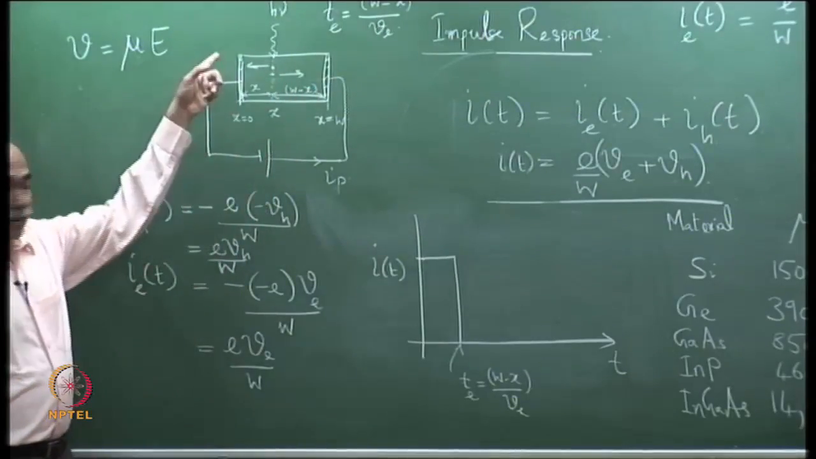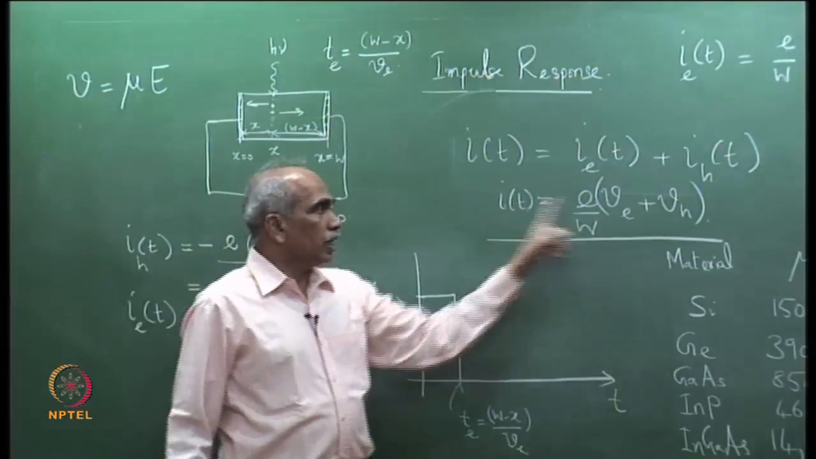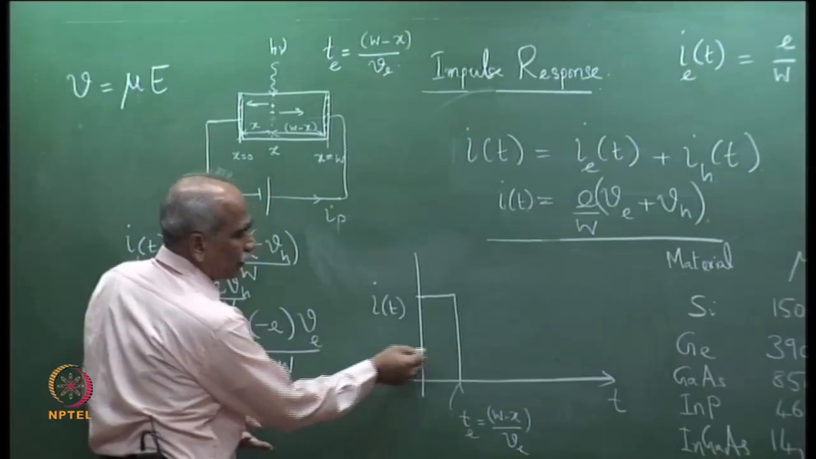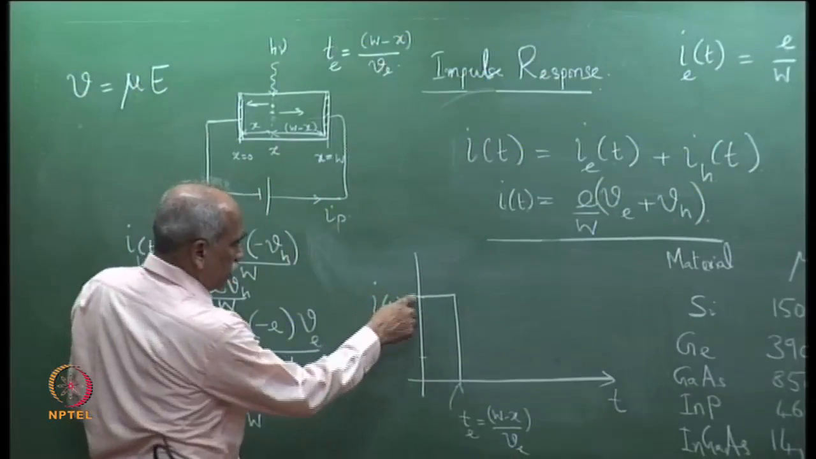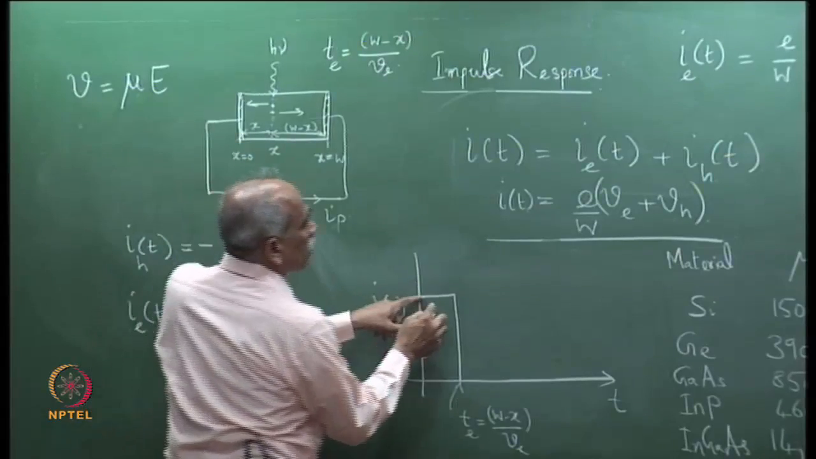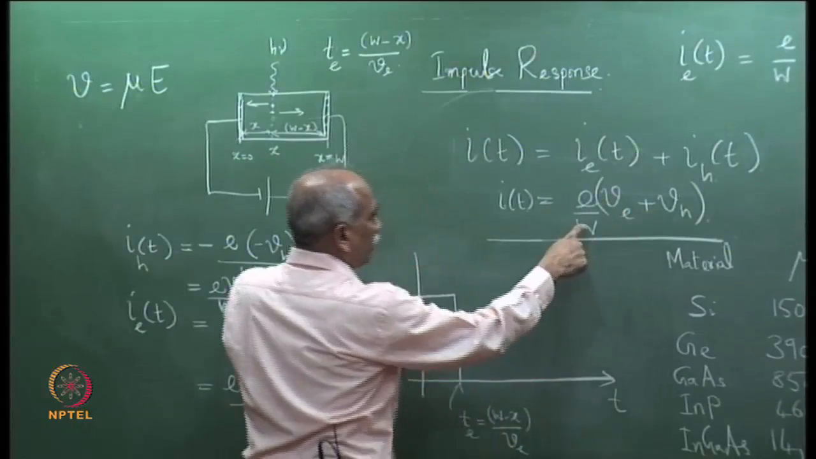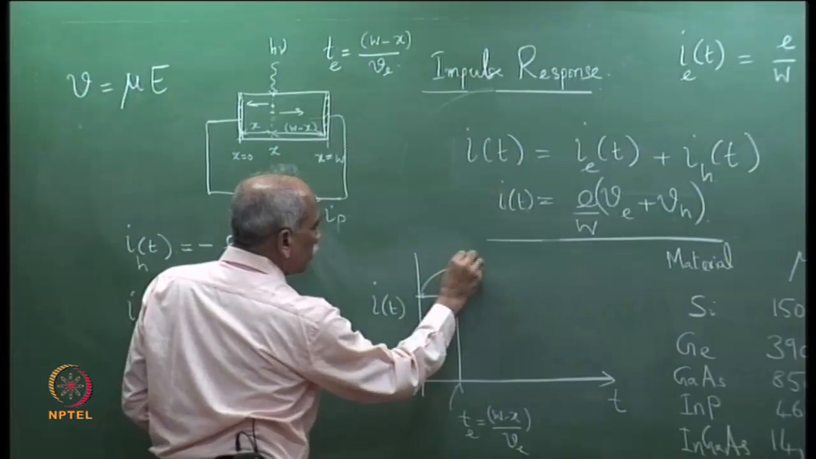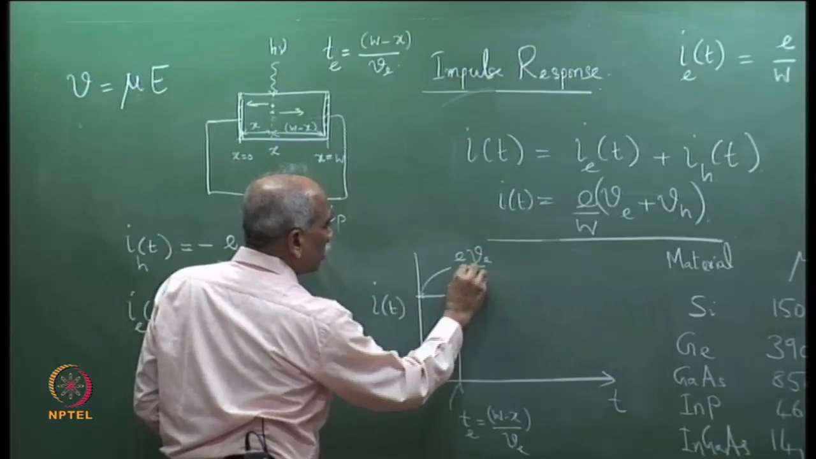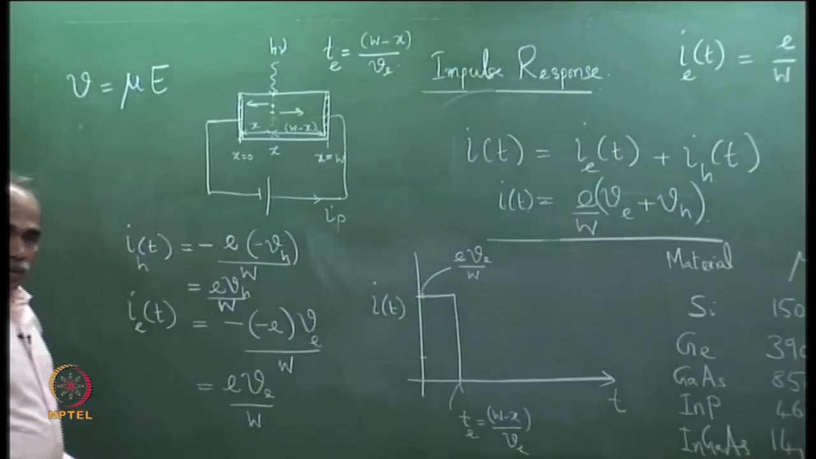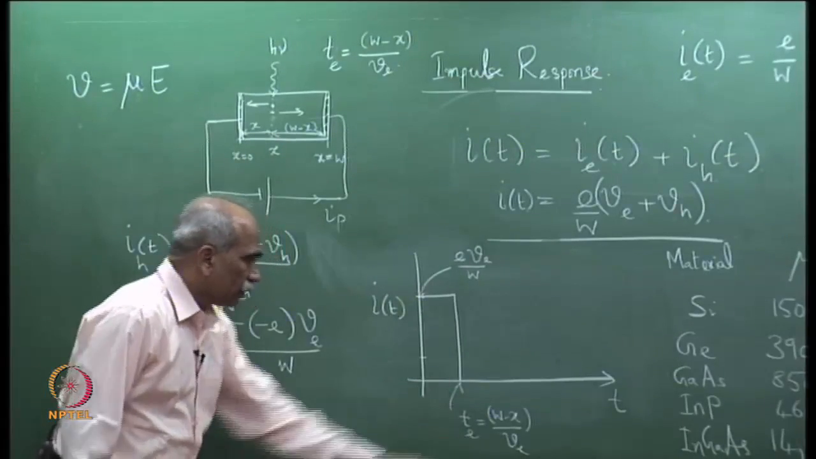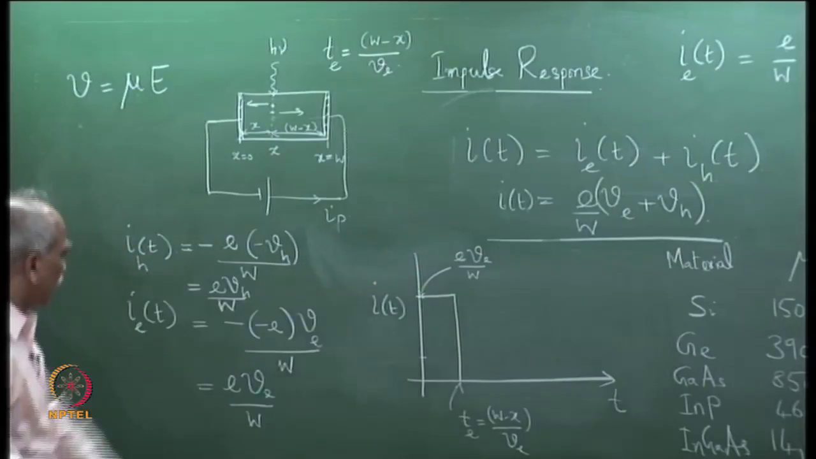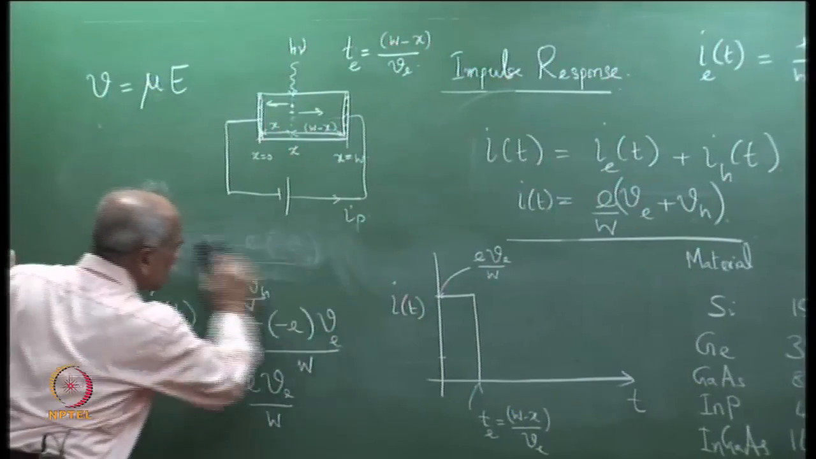Now, the hole current we know is smaller because V h is smaller. So, let me start at some value here. What is this value here? This is E V e by W. The value on the y axis here is E V e by W. The value here is W minus X by V e. We can put some numbers to get a better feel, we can always put some numbers.